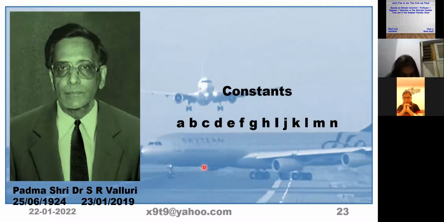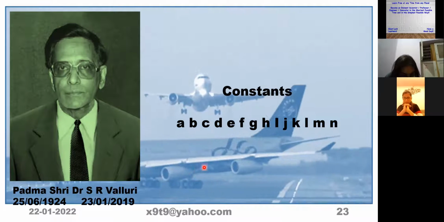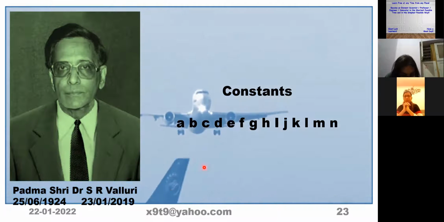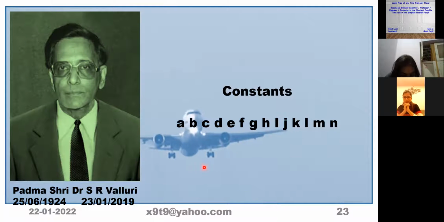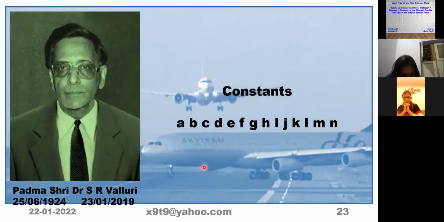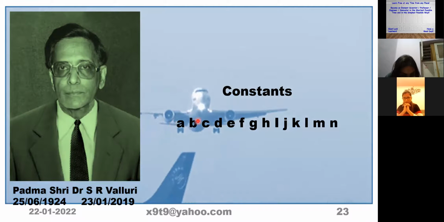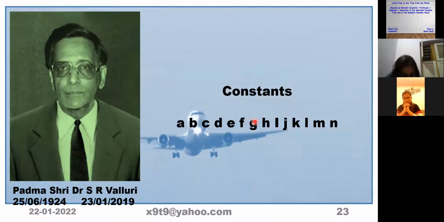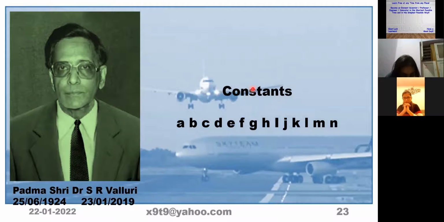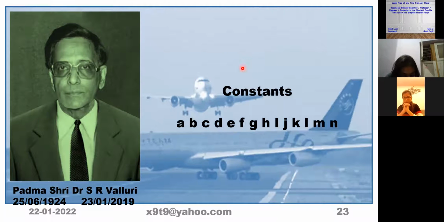Now, constants in mathematics. Generally the book will say the letters at the beginning of the alphabet are commonly used for representing constants. That means the small letters like a, b, c, d, e, f, g, h, i, j, k, l, m, n. I have taken up to that. In the books they will write a, b, c, dot, dot, dot. They are generally used for representing constants in mathematics.